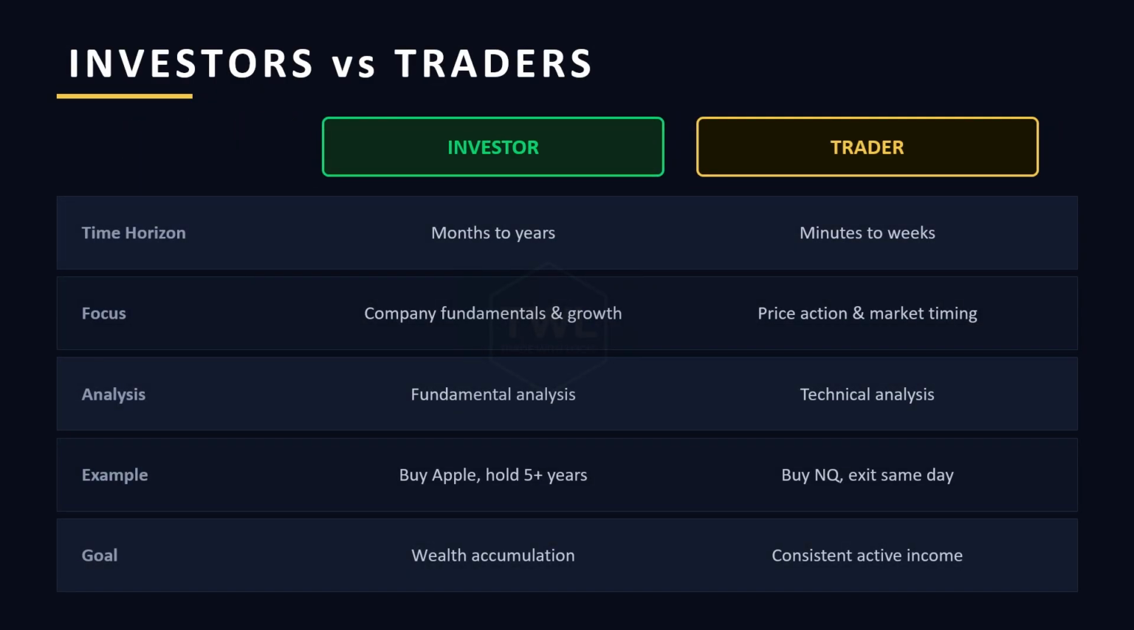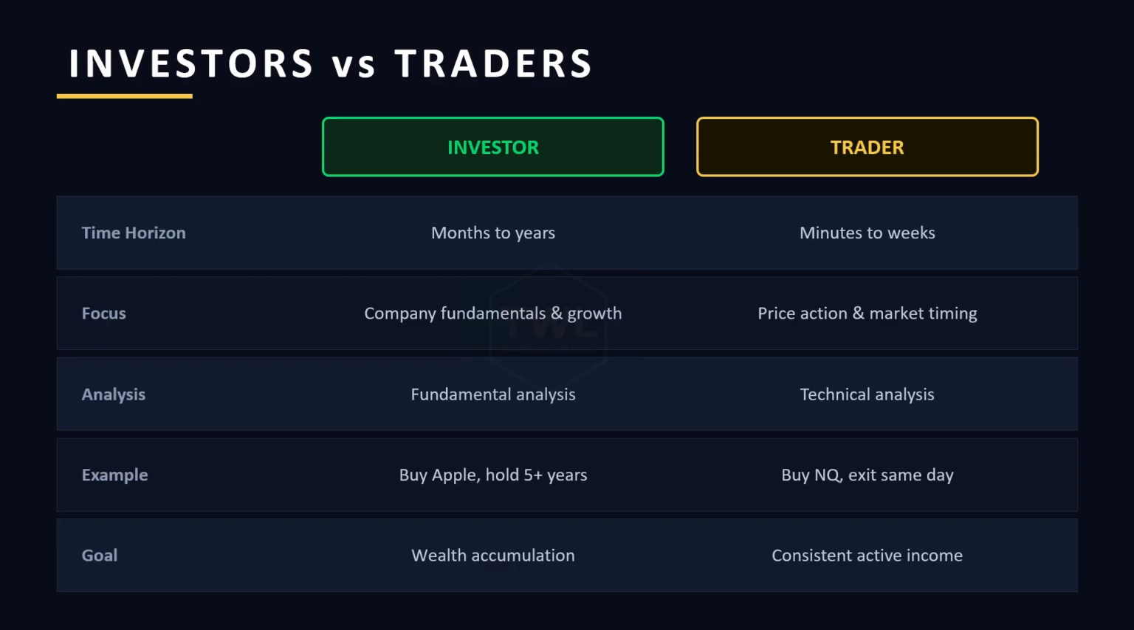Now let's clear up a common confusion: investing versus trading. People use these words like they mean the same thing. They don't. An investor thinks in months, sometimes years. A trader thinks in minutes, sometimes weeks. An investor focuses on company fundamentals. Is this business actually good? Is it going to grow? A trader focuses on price action. Where is price likely to go right now, based on what the market is showing us?